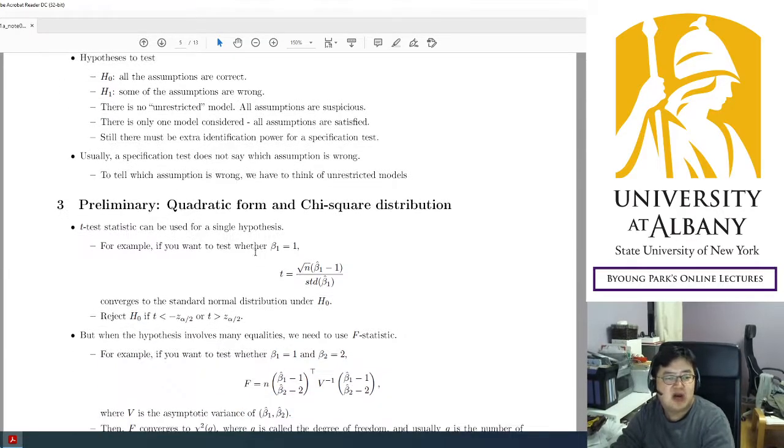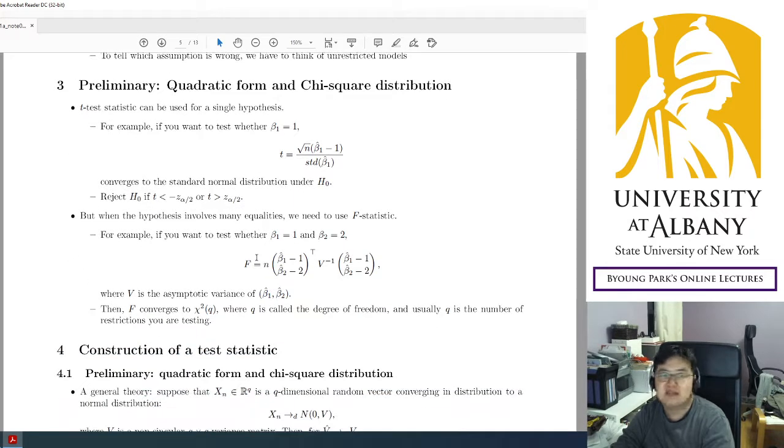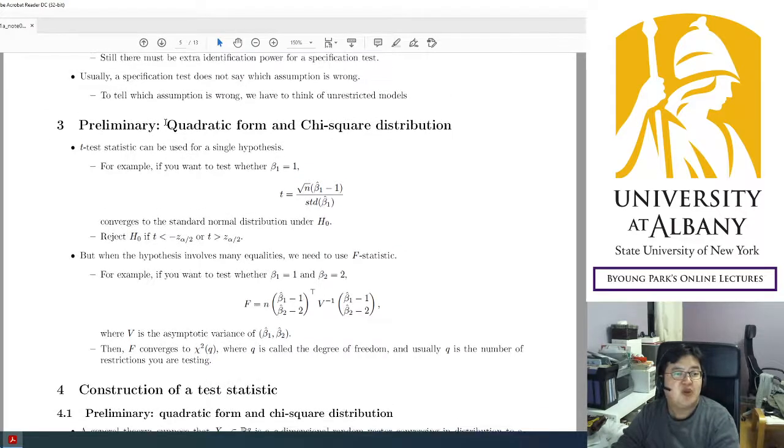Anyway, okay, this is it. And in the next video, I will talk a little bit about statistics. Let me do it now. I think I can do it. So we are going to use quadratic form and chi-square distribution. I will introduce you the chi-square distribution. So t-test, let me start from the t-statistic. T-test is used for a single hypothesis about one parameter. And you may remember this. T-test is your estimator minus hypothesis value divided by standard error. So not a problem. Square root n is actually in the standard error.